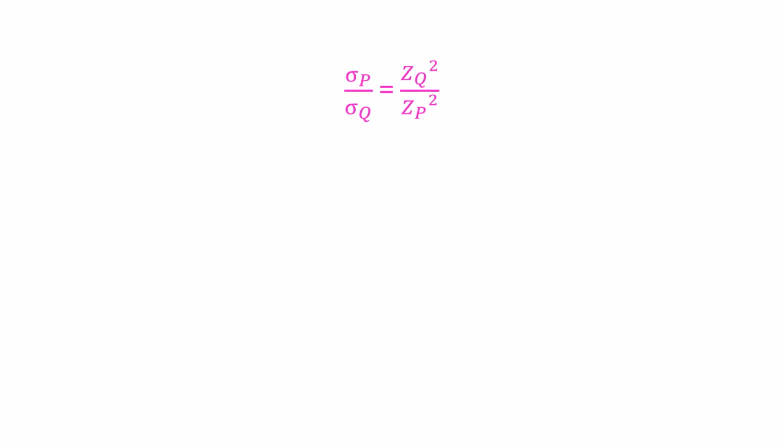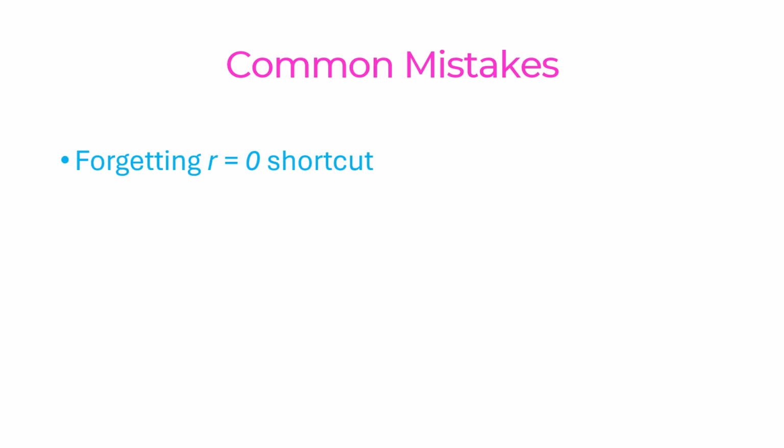The ratio of vertical stress at P to that at Q is sigma P by sigma Q equals zq square by zp square. That is equal to 2 square by 1 square, equal to 4. That is the answer. These are the most common mistakes students make in exams, especially forgetting the shortcut formula.